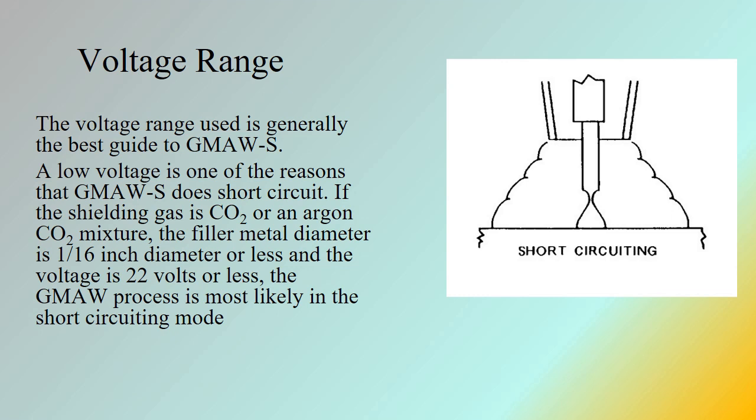So generally I use about 20 to 22 volts to figure out whether it's in short circuiting when I'm looking at a welding procedure. For smaller wire diameters, anything under about 20 volts is generally short circuiting mode of transfer.